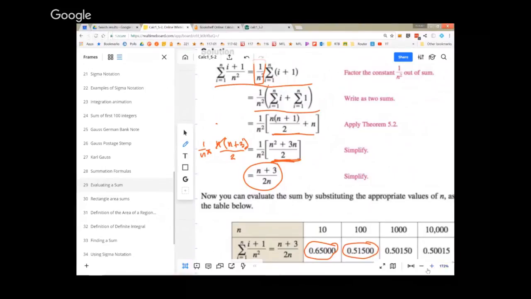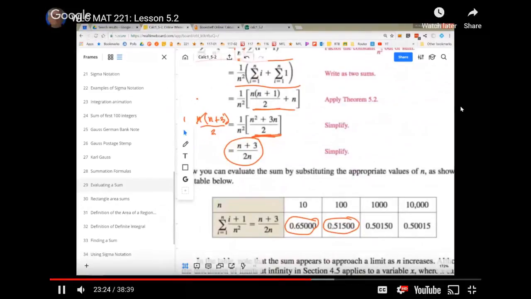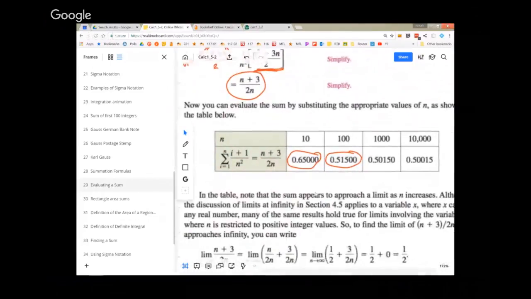Anyway, by doing the algebra ahead of time, we can make these sums fairly straightforward. And I don't know if you noticed, but they seem to be heading toward what? They're getting closer and closer to 0.5, to 1/2. So let's just take a look at this.